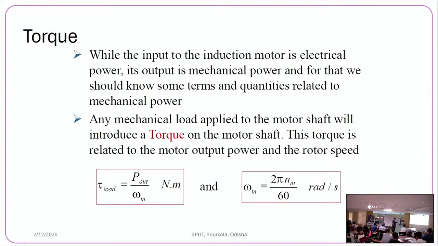What is mechanical speed? This is 2 pi Nm by 60, as you know. This omega is written in terms of radians per second, and small nm is the speed in RPM, revolutions per minute.